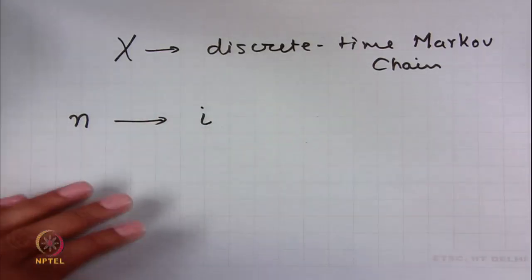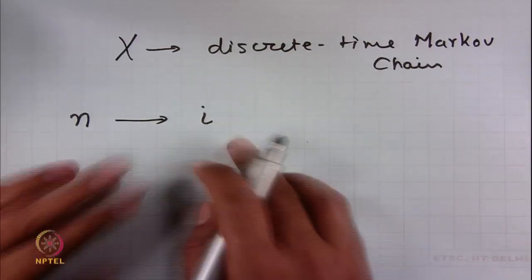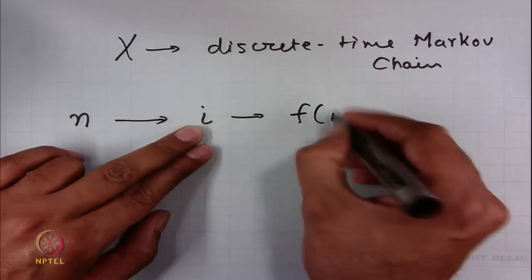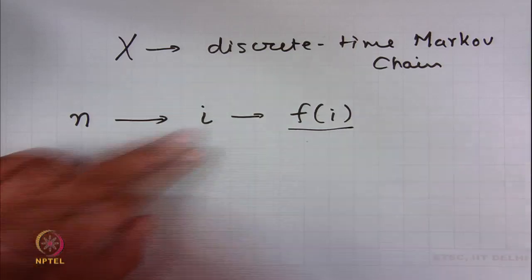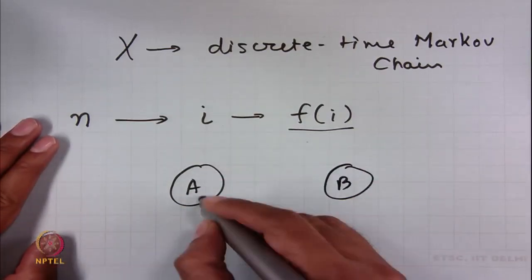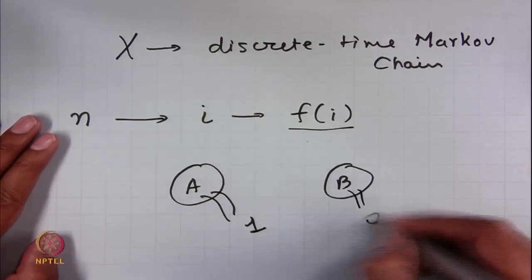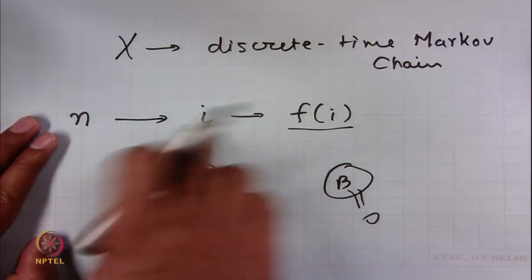What I see is that I am in a state I, and when I am in the state I, that state I has a numerical value f of I. So, for example, if I have two states A and B, to this state A I can assign a numerical value 1, and to this state B I can assign a numerical value 0. So, this f of I is the numerical value of I.